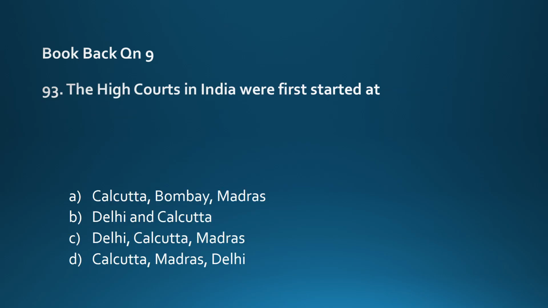Question number 93. The high courts in India were first started at option A Calcutta, Bombay, Madras, option B Delhi and Calcutta, option C Delhi, Calcutta, Madras, option D Calcutta, Madras, Delhi. Correct answer is option A Calcutta, Bombay and Madras.